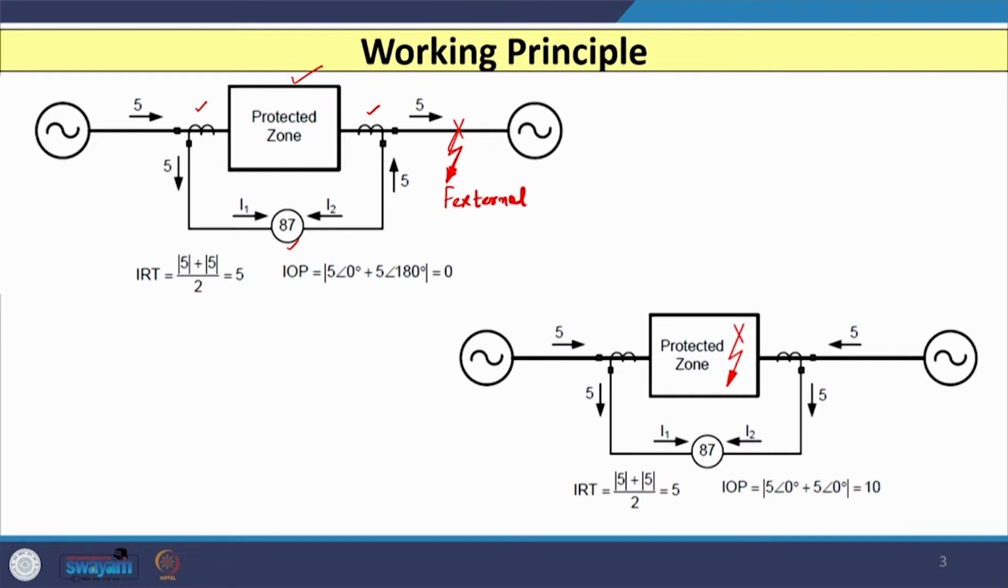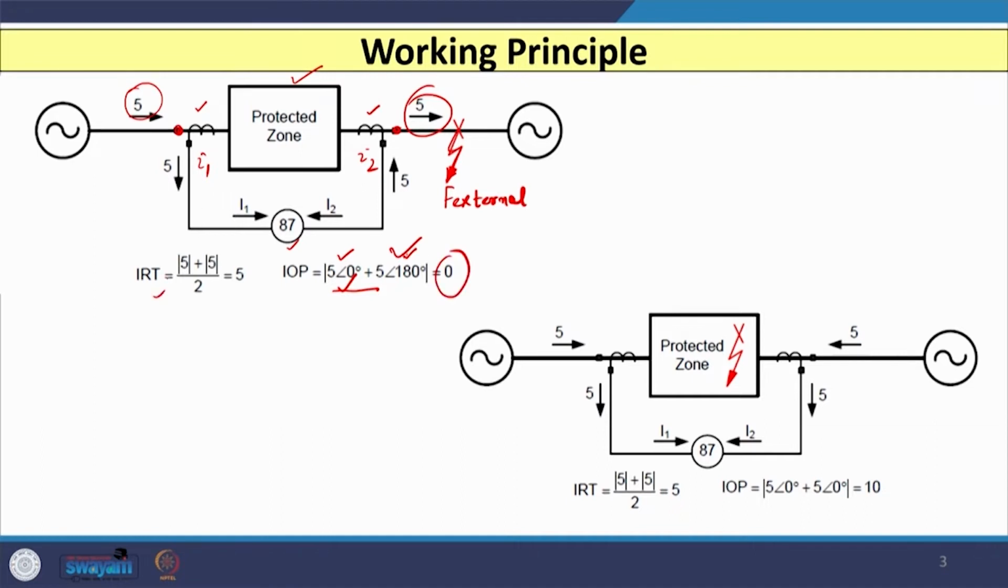In that case, if I calculate the operating current for a biased or percentage differential relay, it is given by I1 minus I2, whereas in a digital relay it is given by the vectorial addition of the two currents, I1 and I2. If I consider this current as I1 and this as I2, one current is 5 angle 0 and the other is 5 angle 180, because if I consider the dot here, the current entering and the current leaving are 180 degrees out of phase. So your operating current is the vectorial addition of I1 and I2, and then you take the absolute value. This value comes out to be 0.